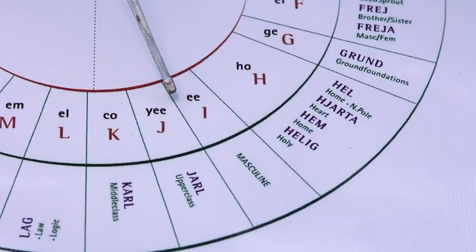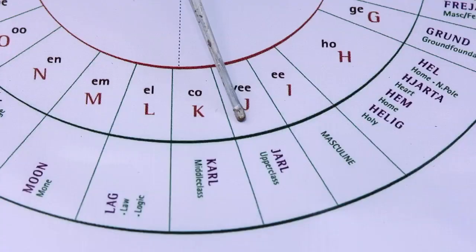The next sound is the sound ye, like yellow, ye. And ye, we call J in English, is the sound ye, and ye means Jarl. And Jarl is one class of people.